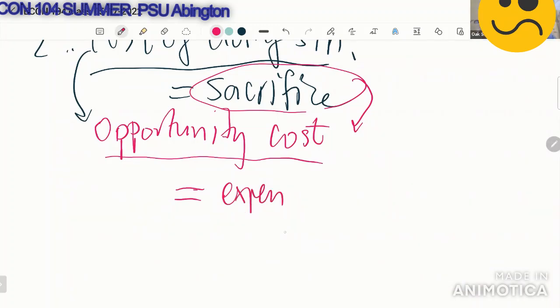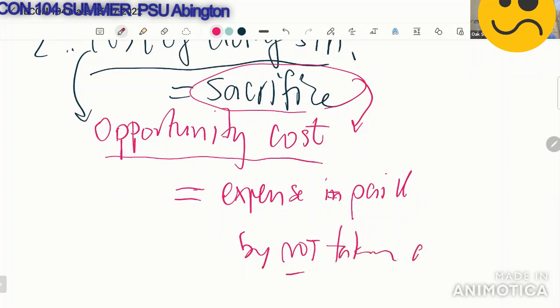The expense incurred by not taking an action? Yes, sir. Paid by not taking an action. So if you have an action A, if you don't take that action, the expense of not taking that action is the opportunity cost.